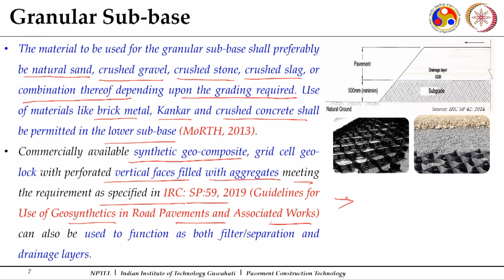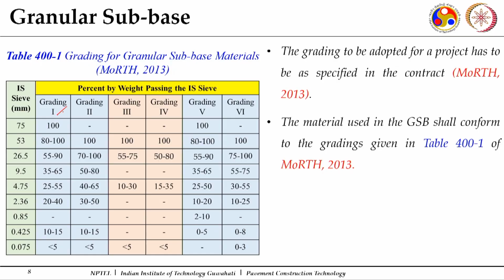But specifically in this particular reference, we are mentioning it for the use of drainage purposes. So, if you want to enhance the drainage of a particular course, you may make use of combinations of these geosynthetics along with your granular courses for construction of a drainage layer. As I mentioned, MORTH specifications give 6 different gradings, grading 1 to 6. Now, all these have, depending upon their requirements, where they need to be used.